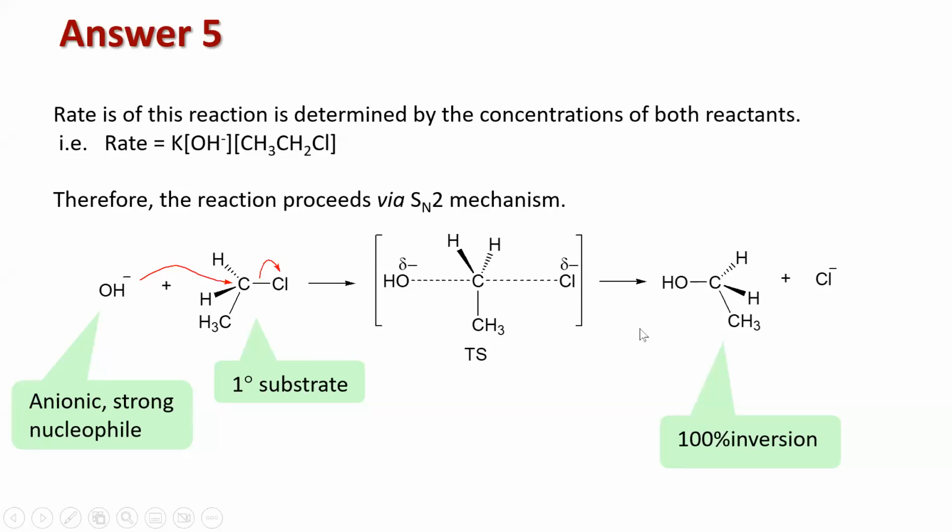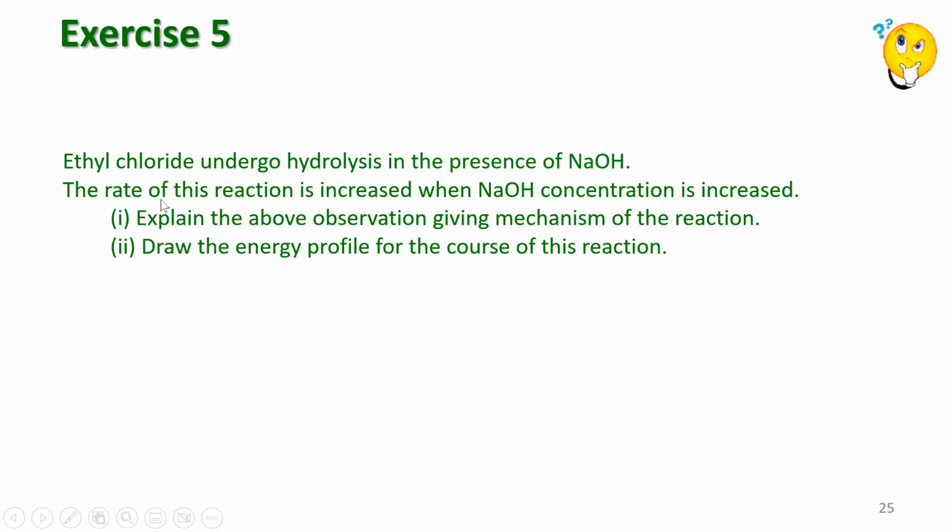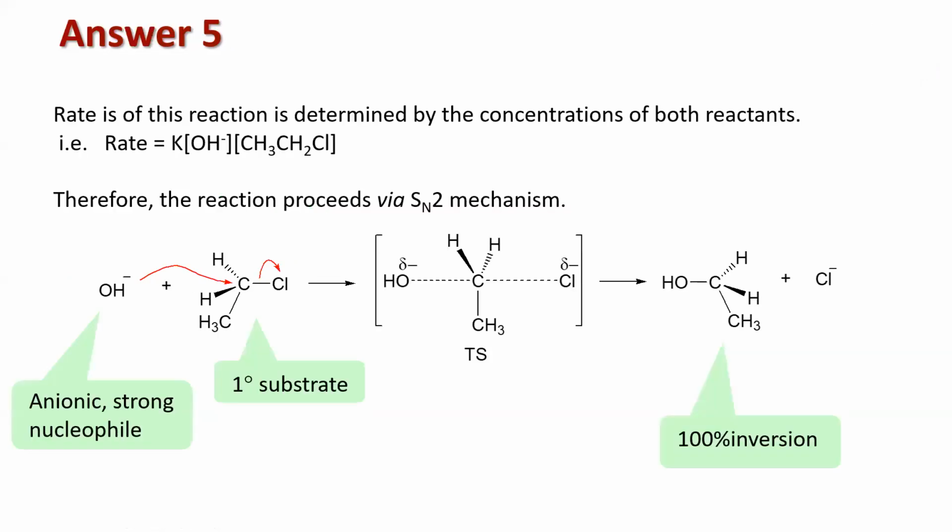And this is how the transition state is indicated: partial bond formation and partial bond breaking, like this, giving rise to a 100% inverted product, right? So this is how the reaction is taking place. So the information you can get from the description here is that sodium hydroxide concentration is involved in the rate determination, so it is definitely going to be SN2, right? So that's all you have to write.